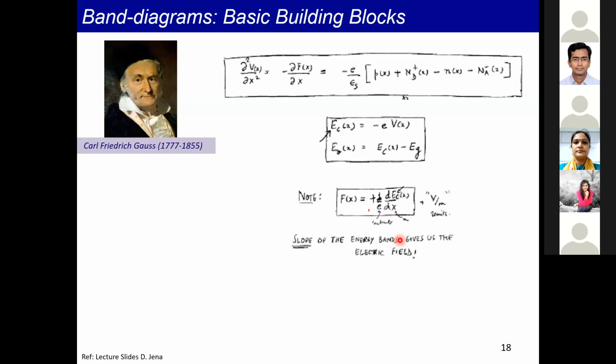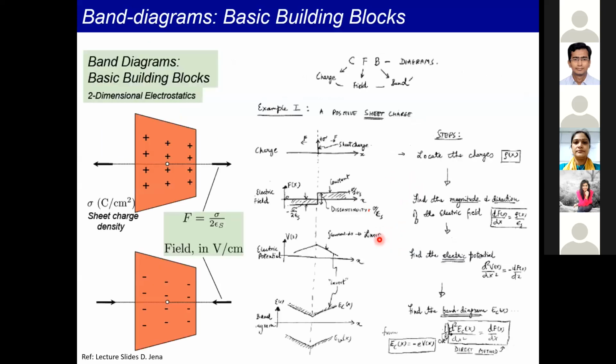So before we go further on this, let me give you some examples, some kind of blocks which are very useful in making band diagrams in semiconductors. Suppose you have a sheet charge. Such sheet charges are generated very often as interface charges, or in gallium nitride, there are polarization charges, or an inversion layer. So these kinds of charges very often come in devices. So suppose you have a positive sheet charge, okay, so this is my charge.